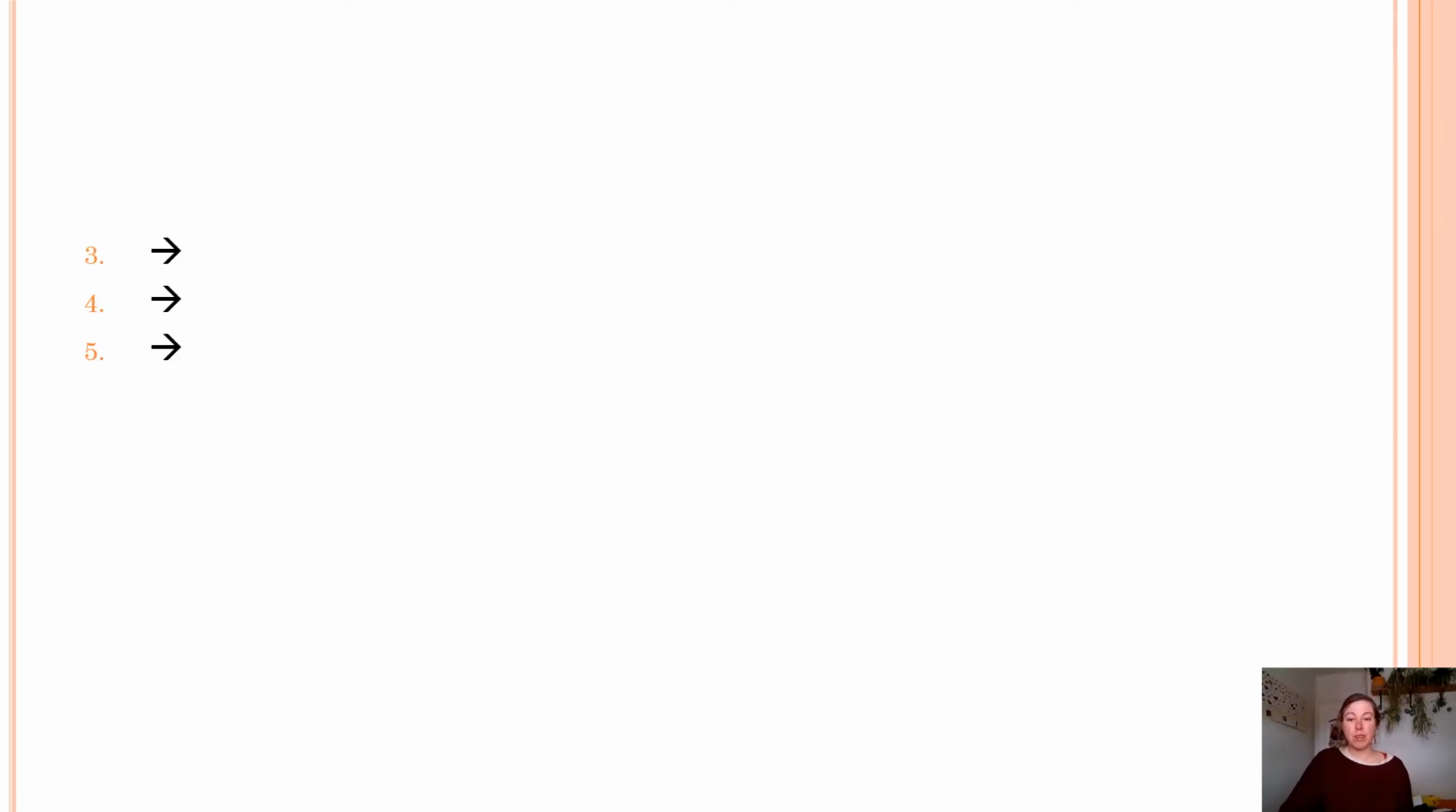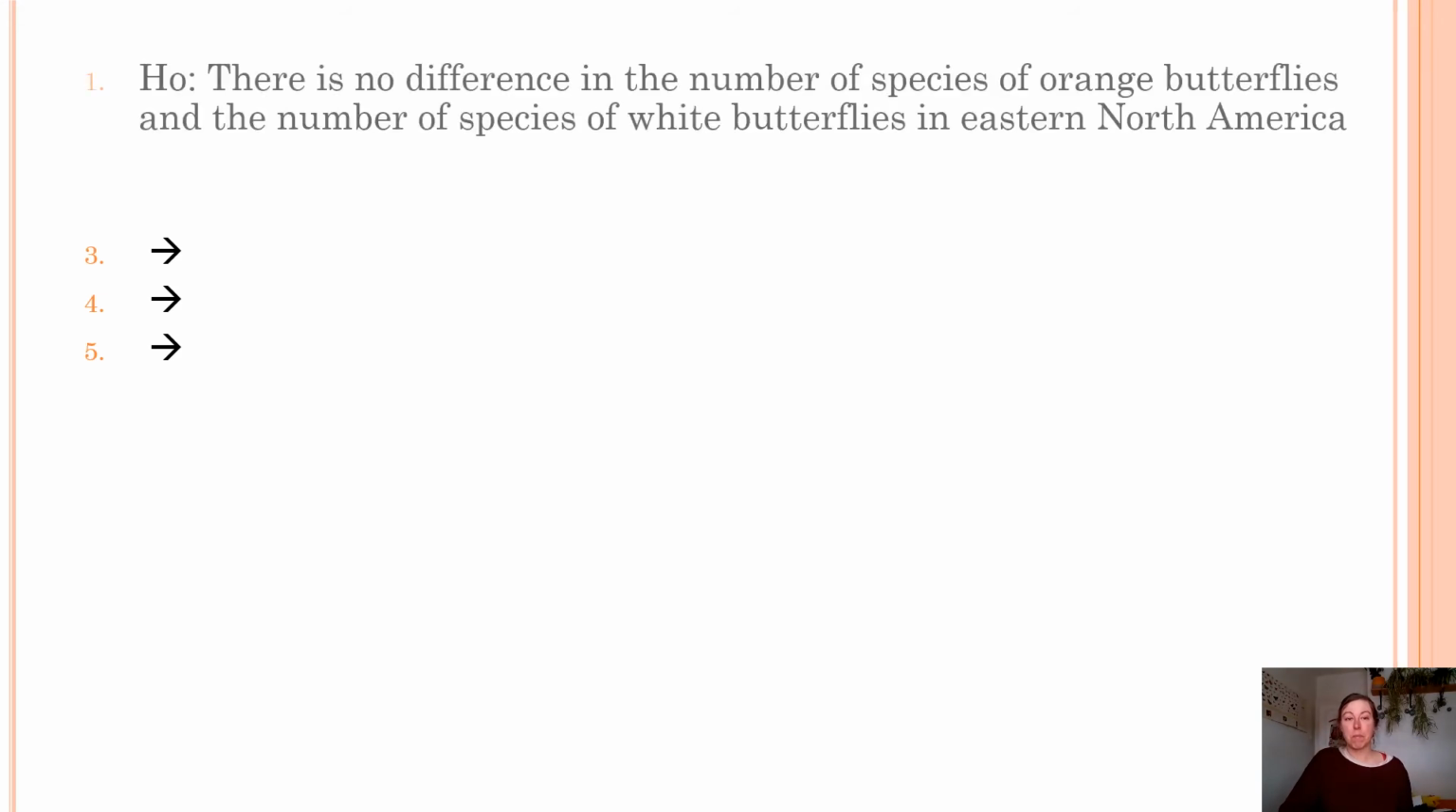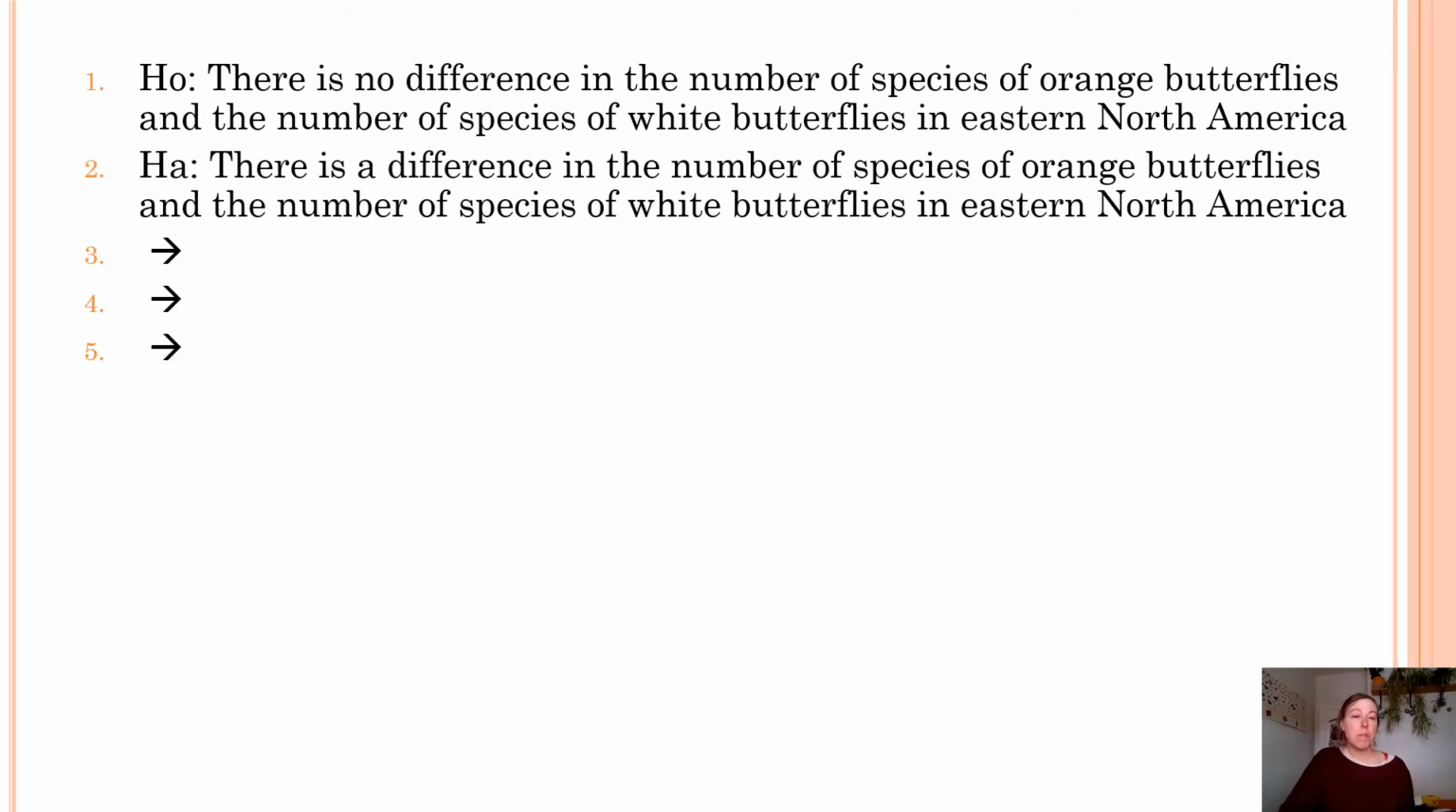So how we do this is first we need our null hypothesis. There is no difference in the number of species of orange butterflies and the number of species of white butterflies in eastern North America. And then let's do an alternate hypothesis as well, just to practice. Realistically, just the opposite of the first sentence. Then we need to make our table.